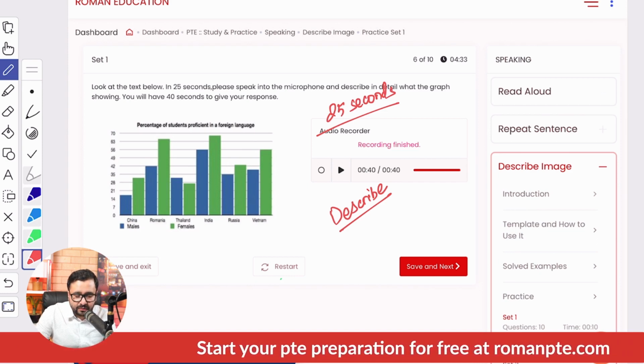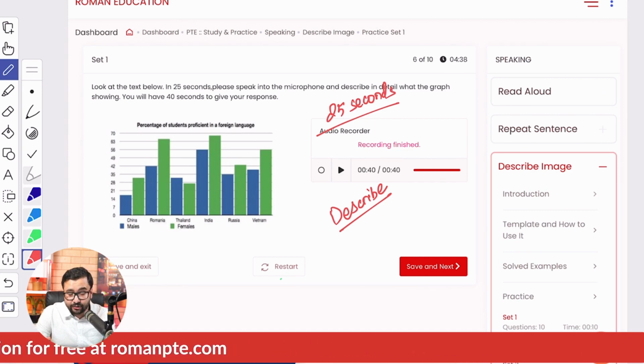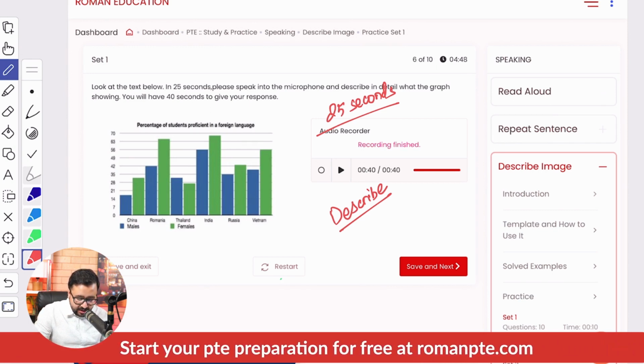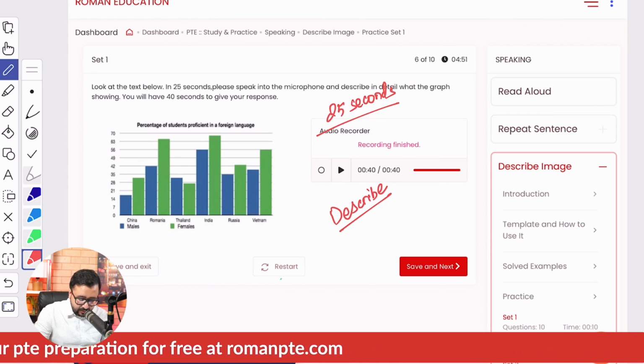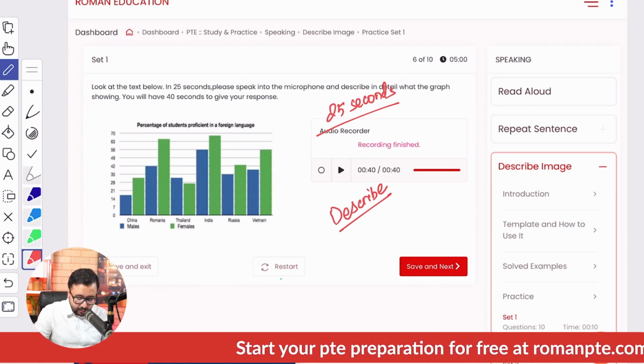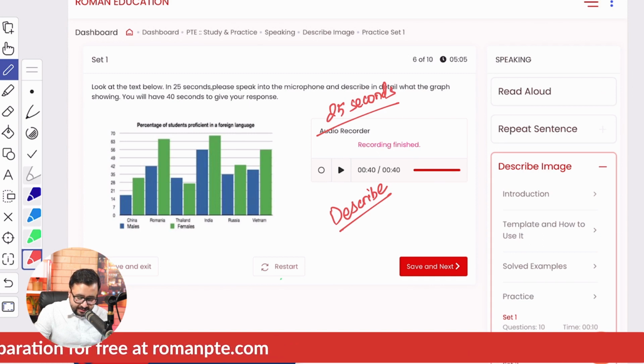So what you do in this method is you simply describe what you see on the image using a template. So how do you do that? Let's say this is my question. In the exam, what I will do is I will say, the given diagram shows percentage of students proficient in a foreign language. In this diagram, I can see information about numbers from 0 to 70 and countries such as China, Romania, Thailand, India, Russia, and Vietnam. I can see that males are in blue color, whereas females are in green color. Overall, the diagram provides important details about percentage of students proficient in a foreign language.